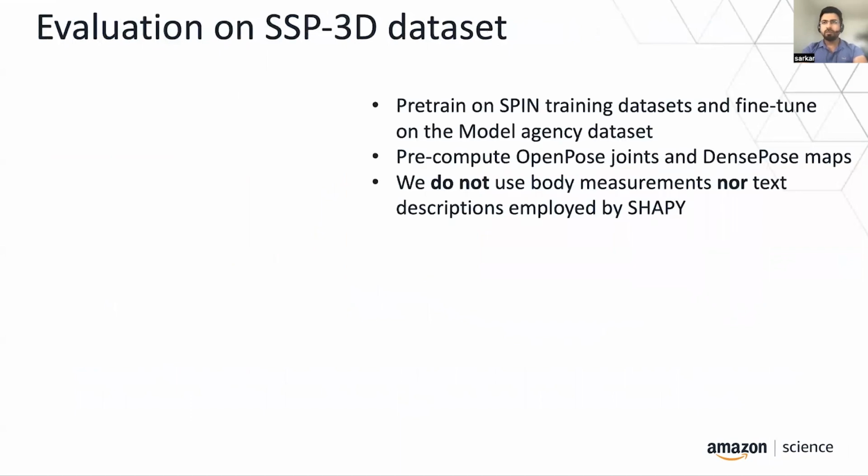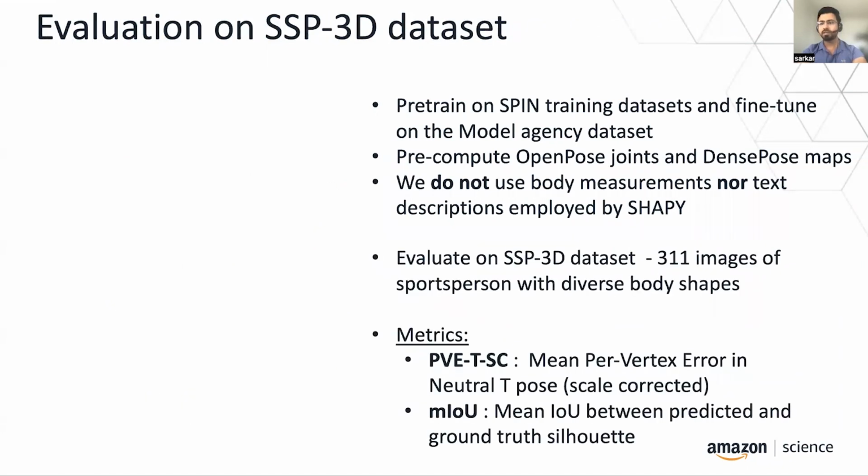For training our network, we first pre-train on SPIN training datasets and fine-tune on the model agency dataset that was introduced by ShapY. However, we pre-compute the OpenPose joints and dense pose maps and use them, and do not use the body measurements and texture description that ShapY uses. We evaluate on the SSP3D dataset, which has 311 images of sports person with diverse body shapes. The metrics used are mean per vertex error in neutral T-pose. The lower the error, the better, and mean IOU between the predicted and the ground truth silhouette. The higher this metric, the better.